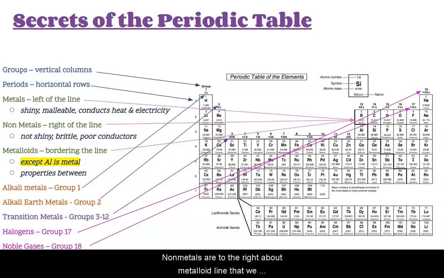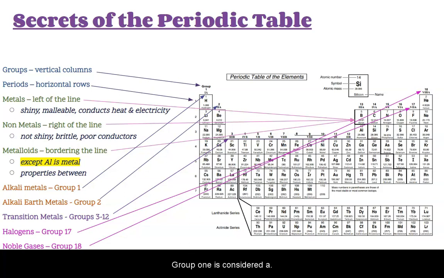Non-metals are to the right of that metalloid line that we just talked about, or column 14 through 17, just about. They're not shiny, they are very brittle, and they do not conduct electricity. Metalloids border the line except for aluminum. So that would be boron, silicon, germanium, arsenic, antimony, tellurium, polonium. Sometimes astatine can be considered a metalloid, and they have properties that go between metals and nonmetals.